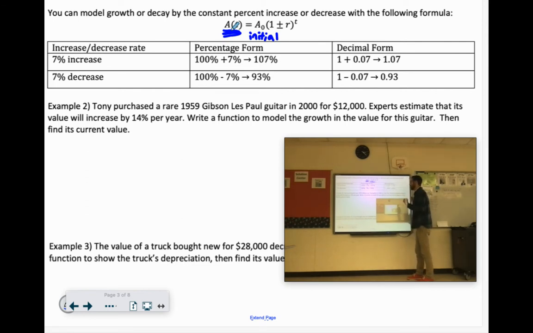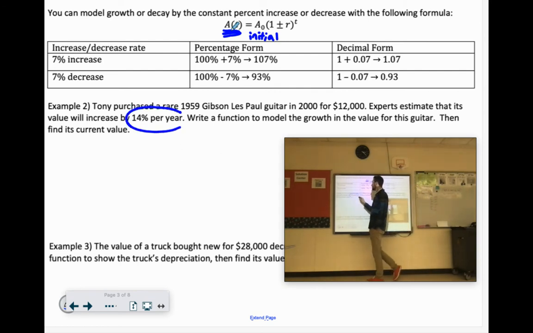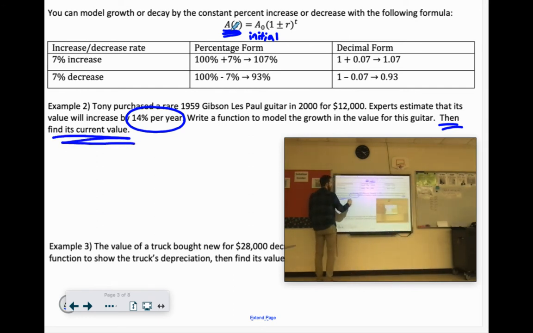It's all good. Tony purchased a rare 1959 Gibson Les Paul guitar in 2000 for $12,000. Experts estimate that its value will increase by 14% each year. Write a function to model the growth in value for this guitar. And then I threw in a little extra. I said, then find its current value. So the initial amount of this guitar was 12 grand. My goodness.